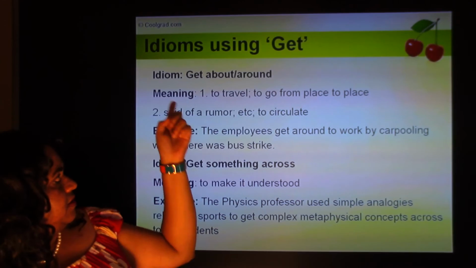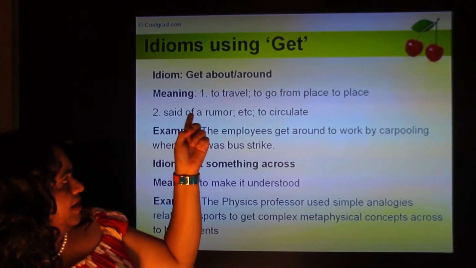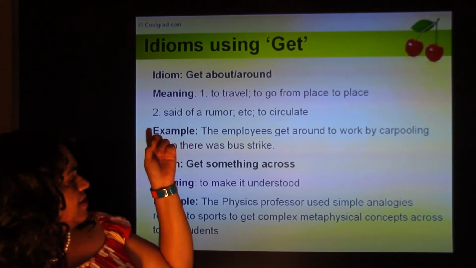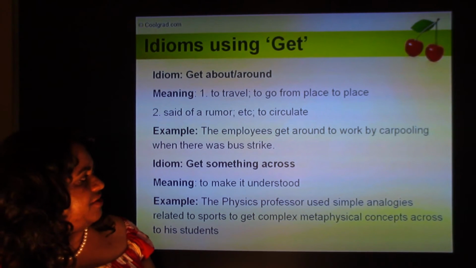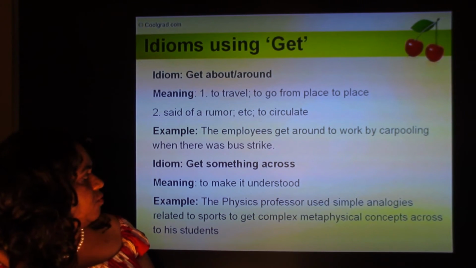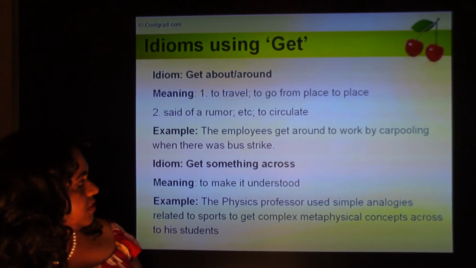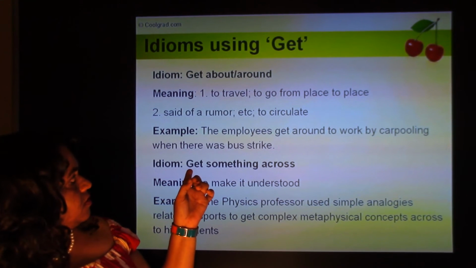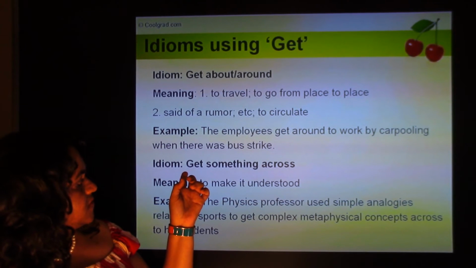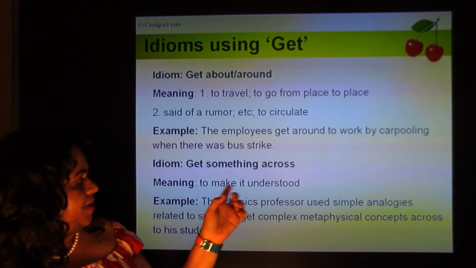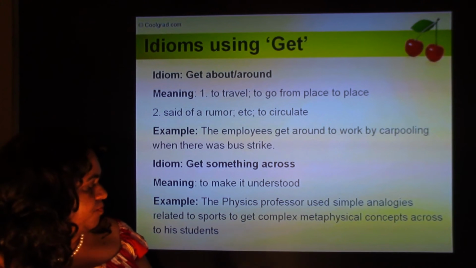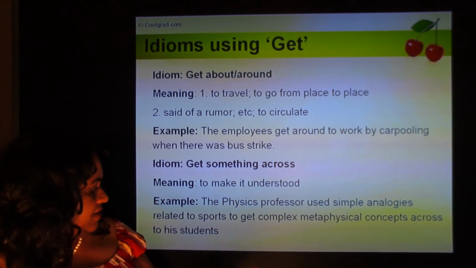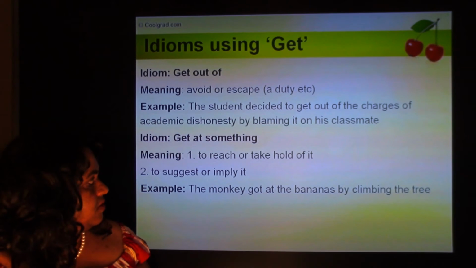Idioms using get. Get about or around, meaning to travel, to go from place to place; of a rumor, etc., to circulate. Example, the employees got around to work by carpooling when there was a bus strike. Get something across, to make it understood. The physics professor used simple analogies related to sports to get complex metaphysical concepts across to his students.